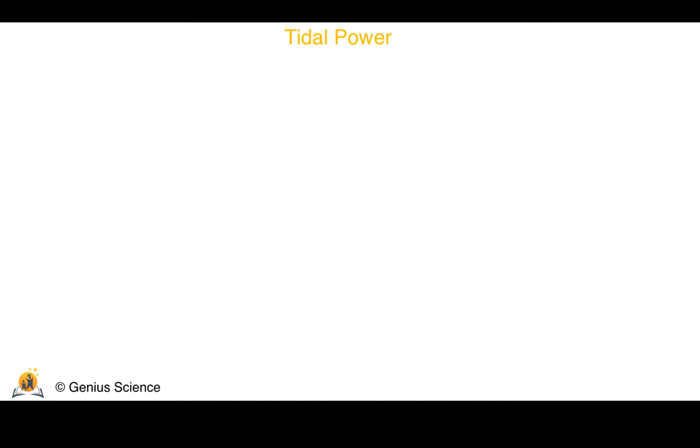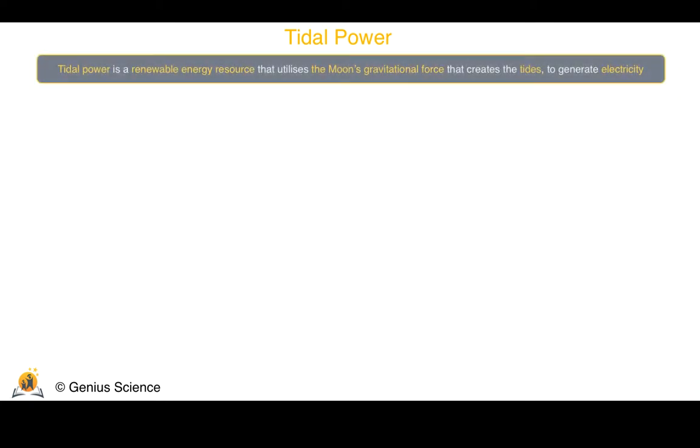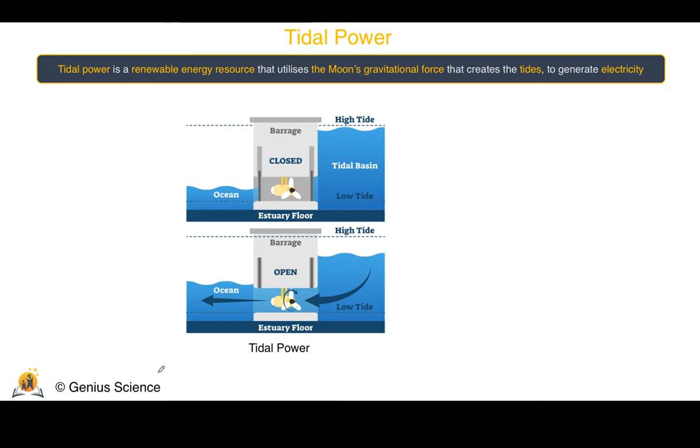Tidal power is another way in which water is utilized to generate electricity. Tidal power is a renewable energy resource that utilizes the moon's gravitational force that creates the tides to generate electricity. This top part of the diagram represents what happens at high tide. When the tide is high, water is trapped by a type of dam called a tidal barrage.